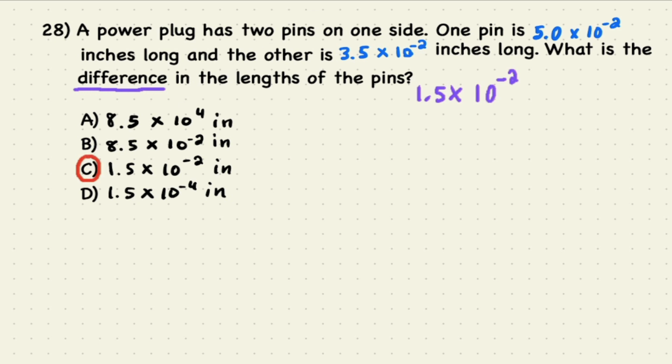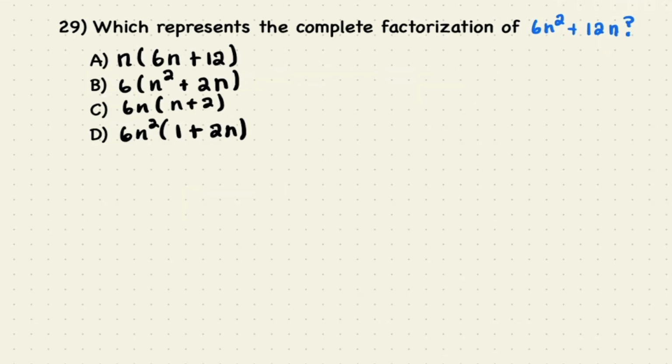All right, let's go ahead and move on to number 29. Number 29 represents the complete factorization of 6n squared plus 12n. So we have this keyword complete, because you can actually factor this, but it will not be complete. In other words, we have to make sure that this expression is completely factorized. So let's go ahead and do that.